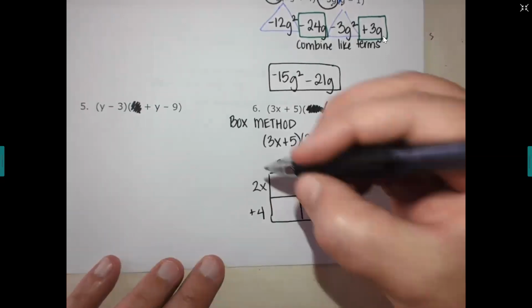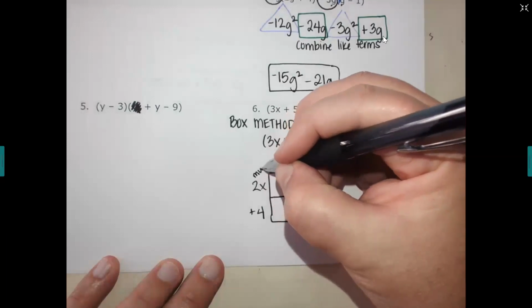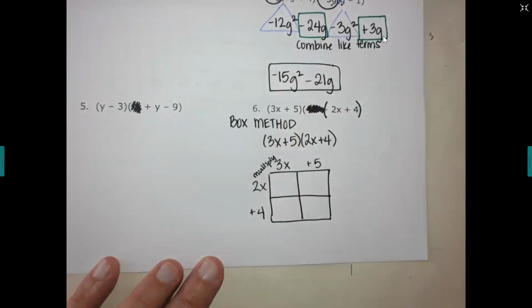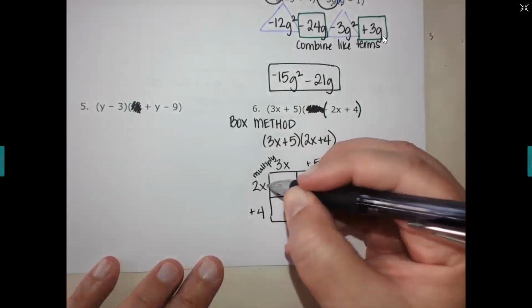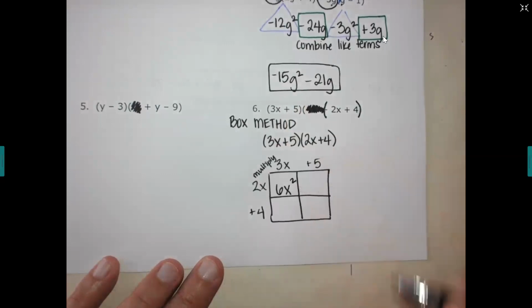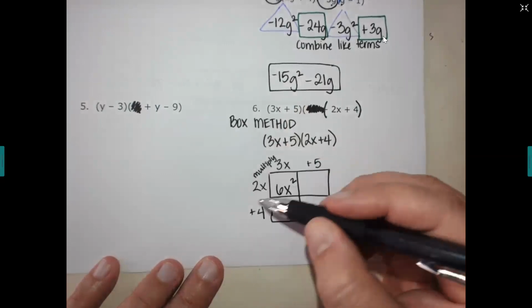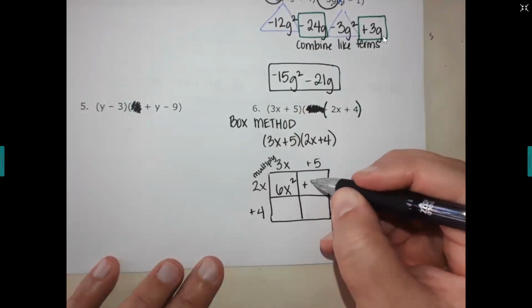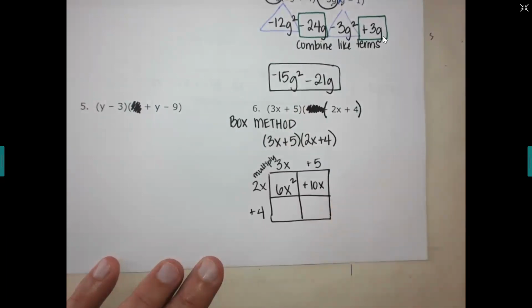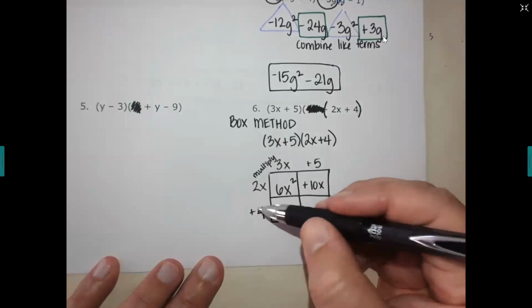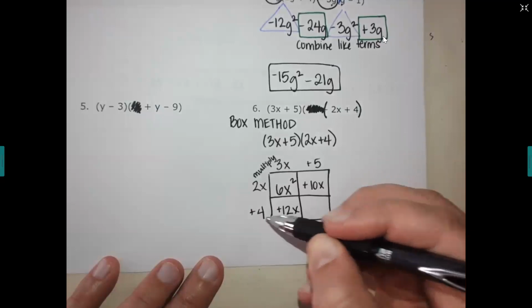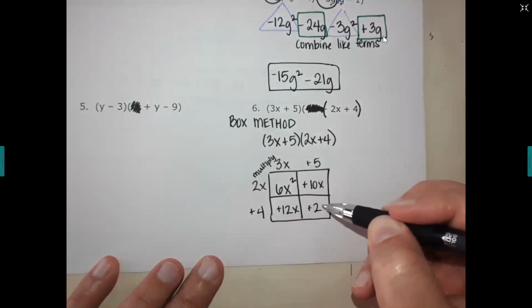Remember, at the beginning, you are multiplying. A box method is a multiply. So I'm doing 2x times 3x. 2 times 3 is 6. X times x is x squared. Then I'm going to take my 2x and times it by my 5. So 2x times 5, now that's a 10x. Then I'm going to come down to the 4. 4 times 3x is a 12x. And then 4 times 5 is a 20.